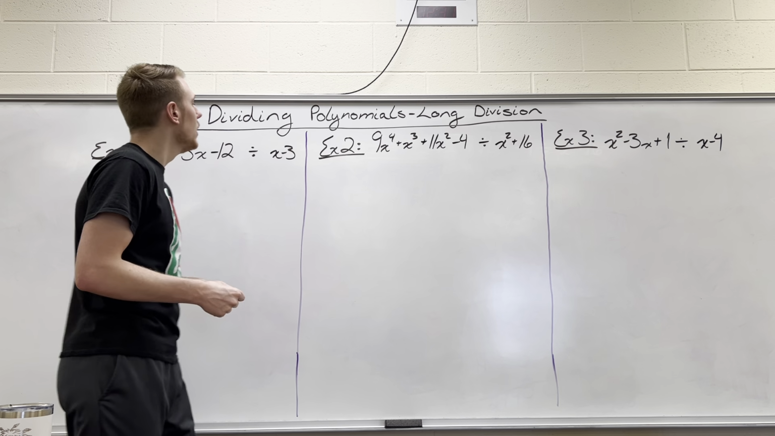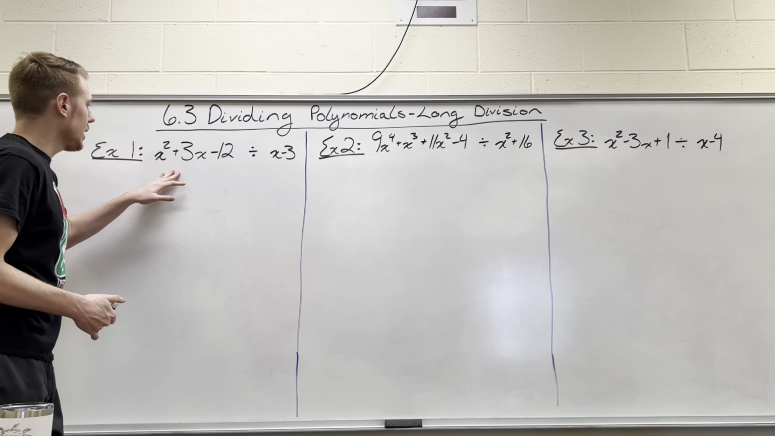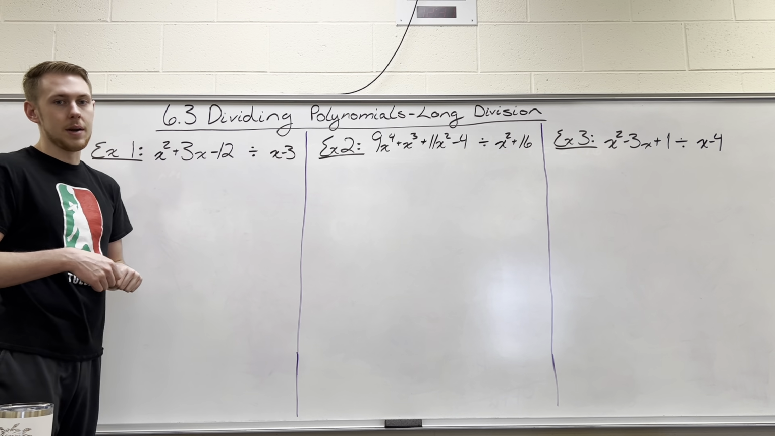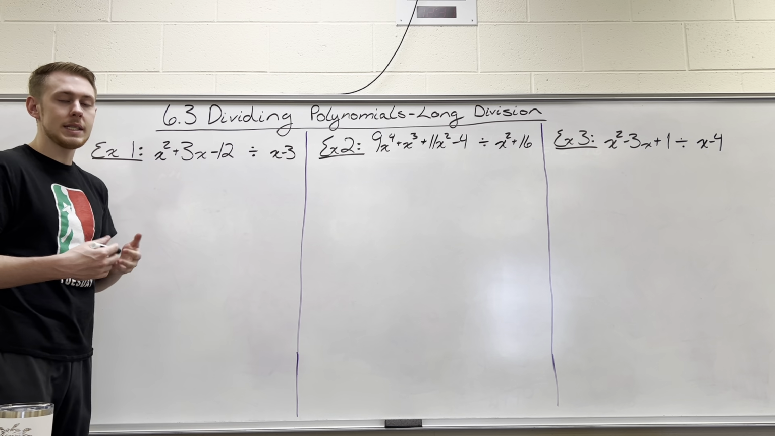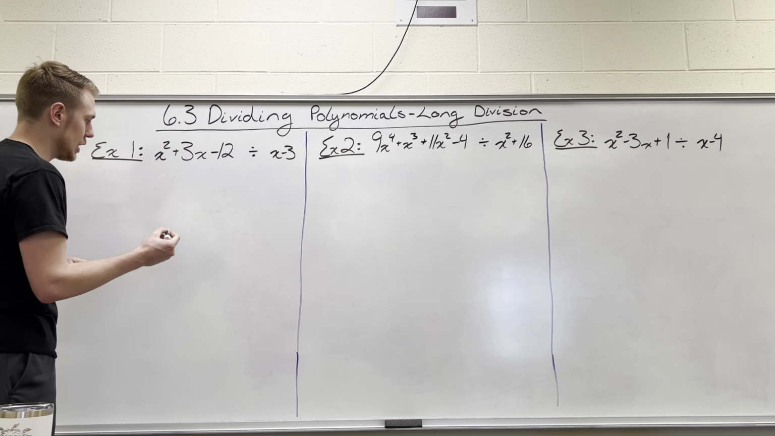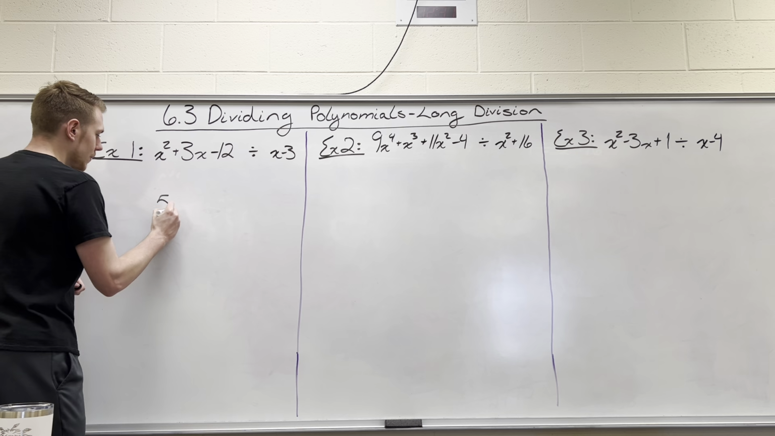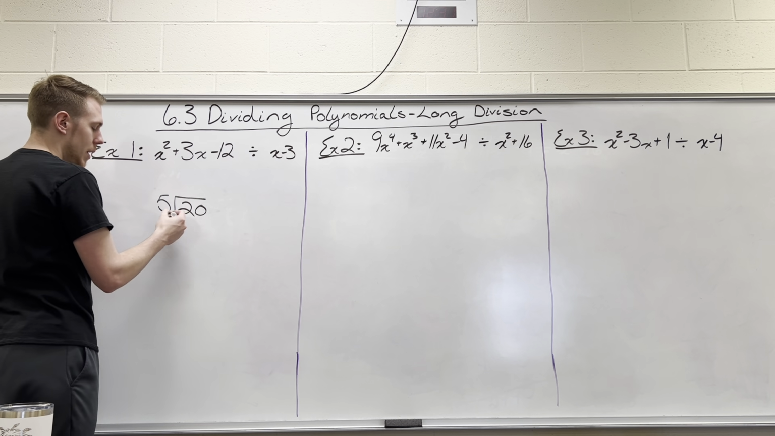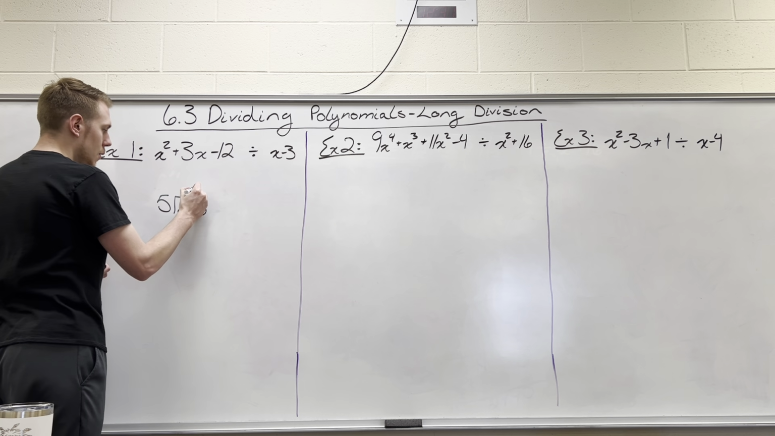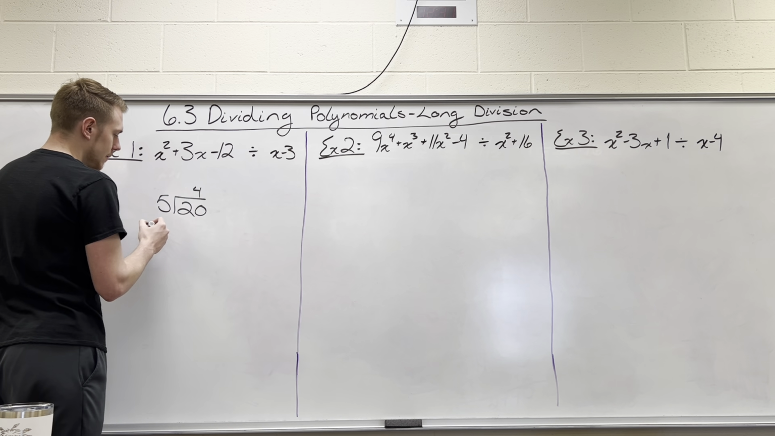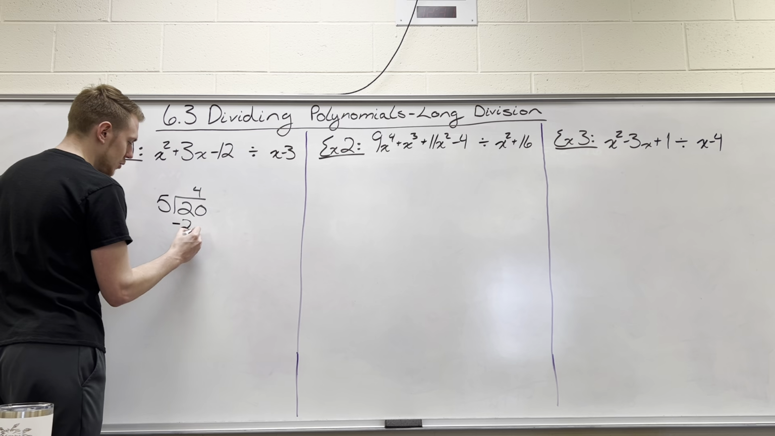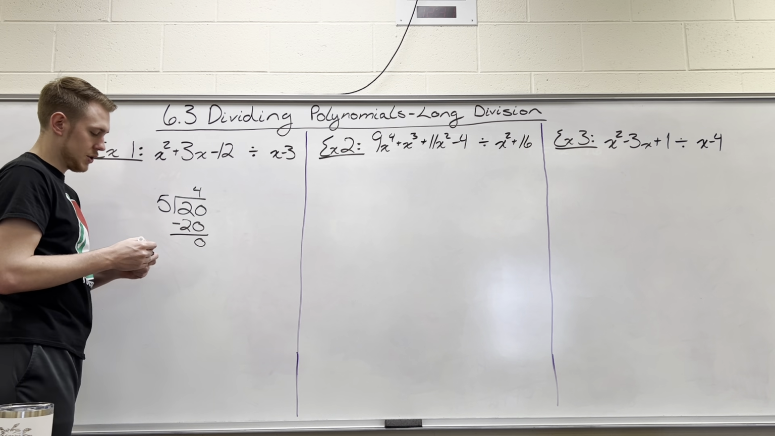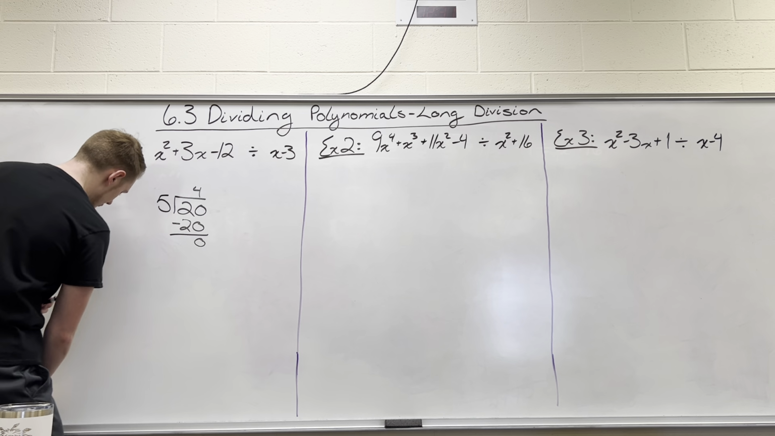So let's get going. Example problem number 1, we have x squared plus 3x minus 12 divided by x minus 3. So it's long division. We're just gonna set it up like a regular long division problem. You know long division. Let's imagine 20 divided by 5. We solve for what equals 20: 5 times 4 is 20. You subtract, you have 0 left, and your answer is 4. That's what we're doing, but we're doing it with polynomials. So let's see if we can make this work.